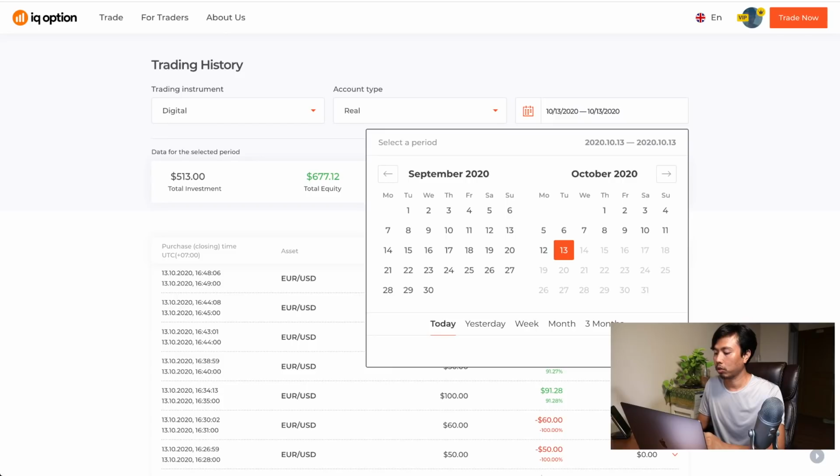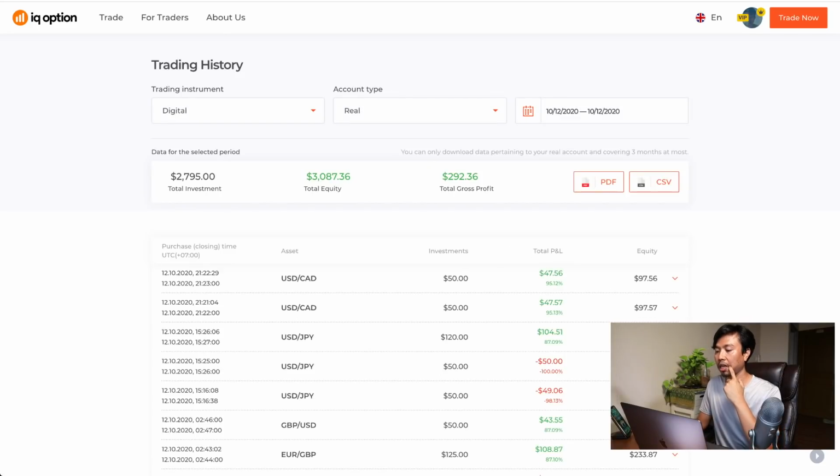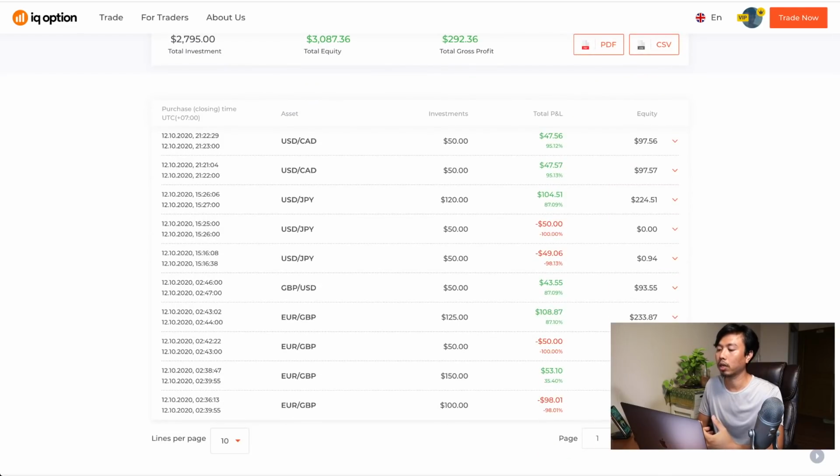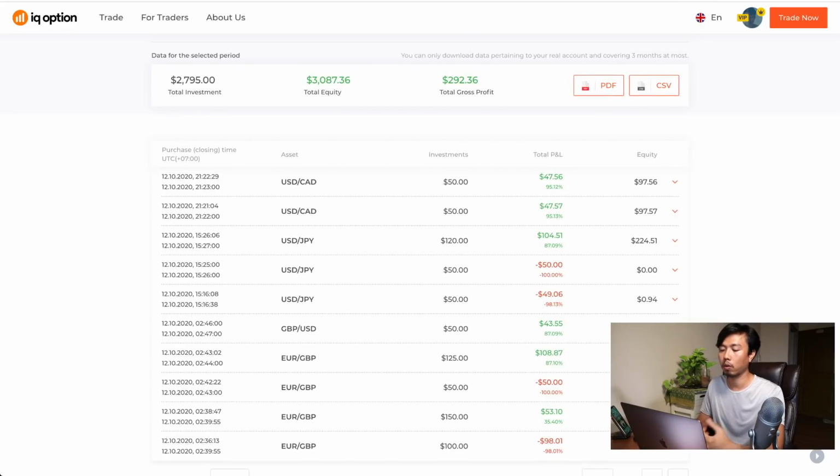Yesterday, I think yesterday was a good one. Yesterday I got almost $300 on the trades. There's a right, there's a wrong, but mostly I'm going on the right one. So yesterday was great.